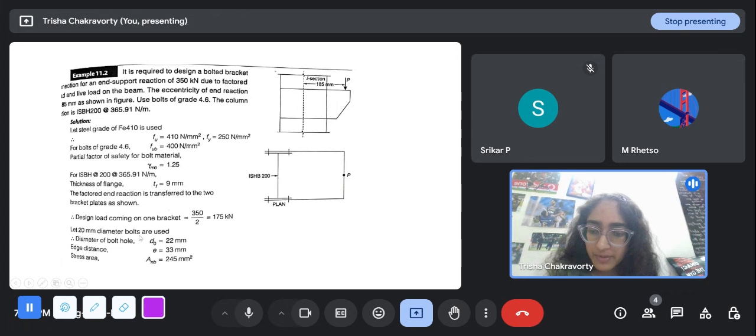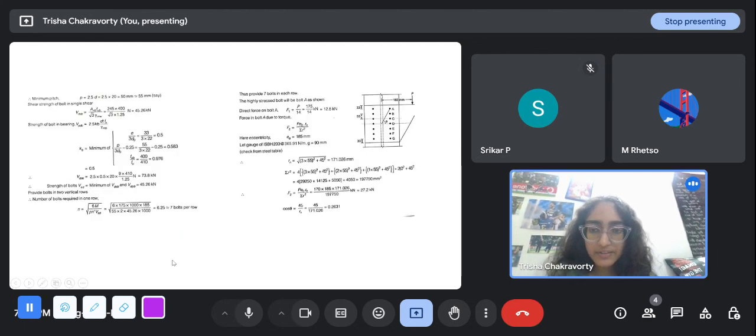Let 20 mm diameter bolts be used. Diameter of bolt hole and edge distance, you are deciding on all these. These have not been mentioned. The stress area is given by 0.78 times pi by 4 d square.